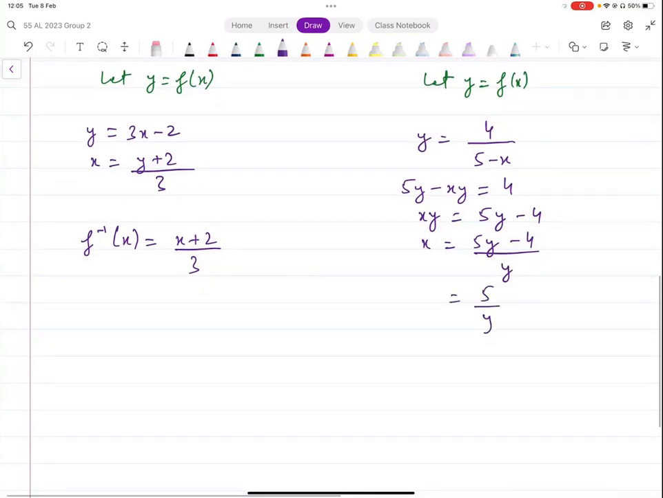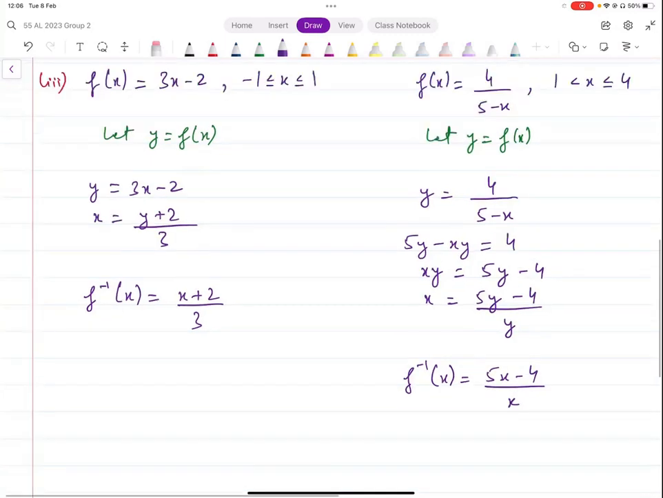You can say it's 5 over y. Oh, sorry, 5 minus 4 over y. You can write it separately in this way. It's your choice. It doesn't really matter. Both are okay. You can just leave it at this point as well. When you say the inverse is (5x minus 4) over x. This is your inverse expression here.